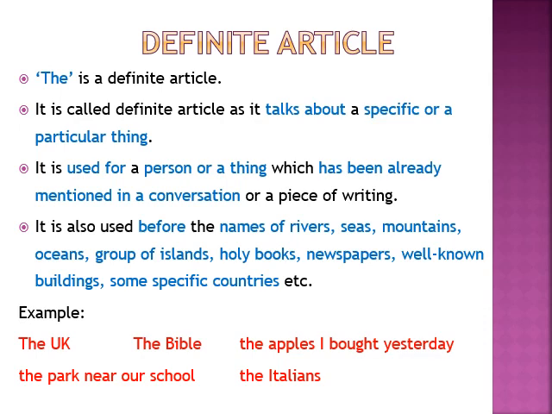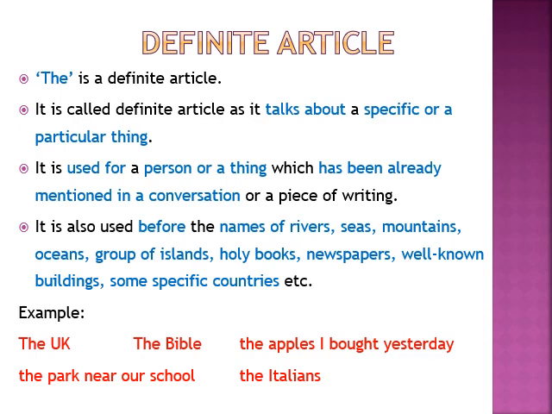It is also used before the names of rivers, seas, mountains, oceans, groups of islands, holy books, newspapers, well-known buildings and some specific countries. For example, the UK. Now UK is the name of a country. So in front of the name of some countries we use the. So the UK. The Bible. Bible is a holy book. We are using the in front of the name of Bible.